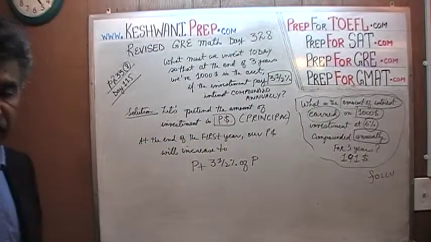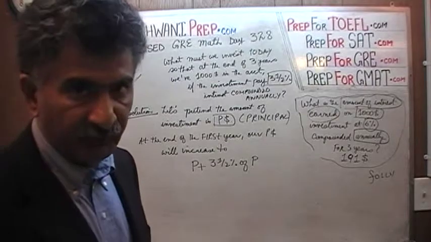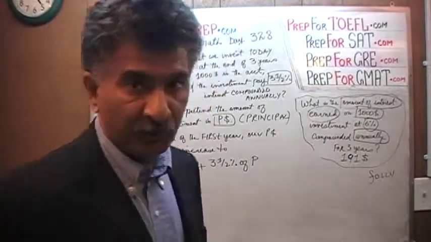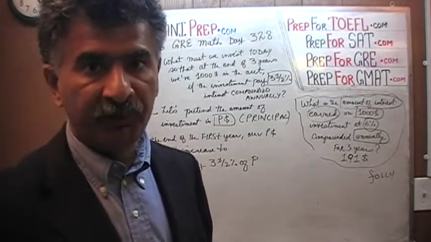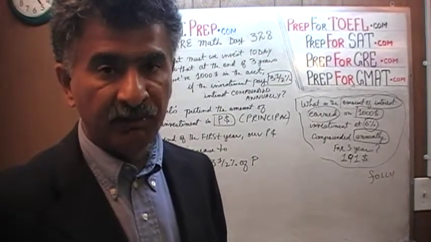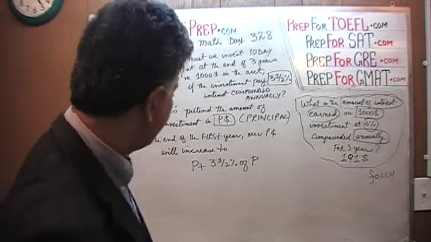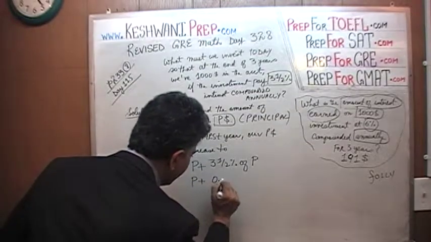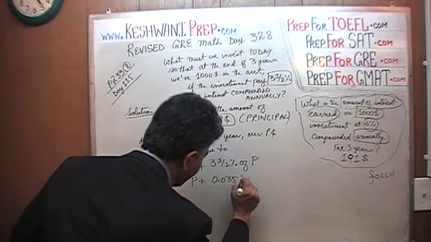Of course, 3.5%, we have to write it in decimal form. For example, 10%, we write it as 0.1, 50% we're going to write it as 0.5, 25% is going to be written as 0.25. We have to write it in decimal form. So this is going to be same as 3.5% is to be written as 0.035 times P.